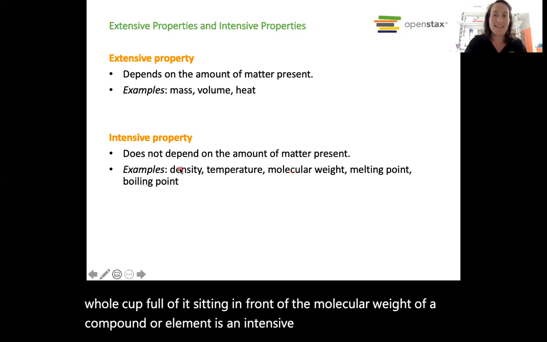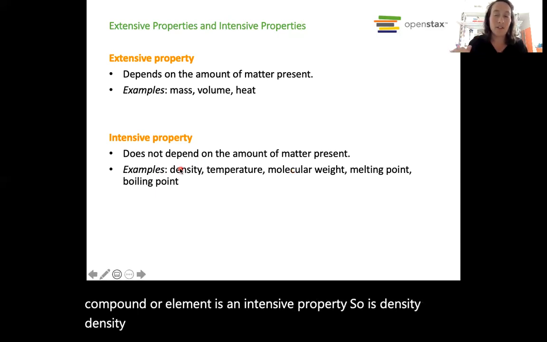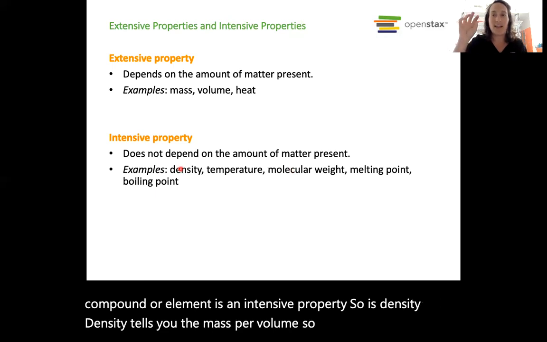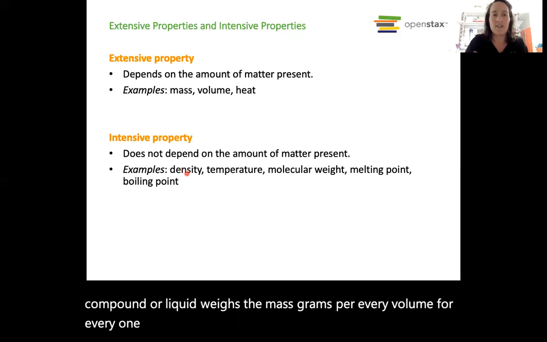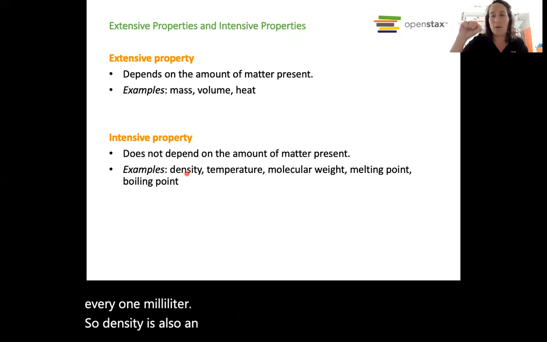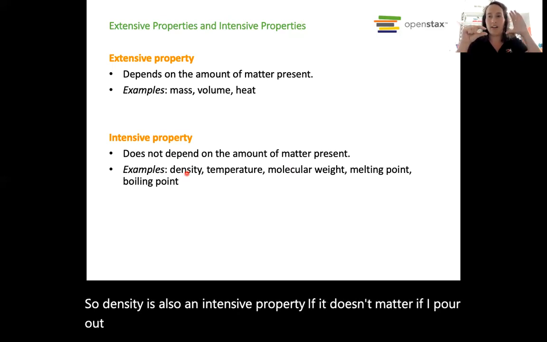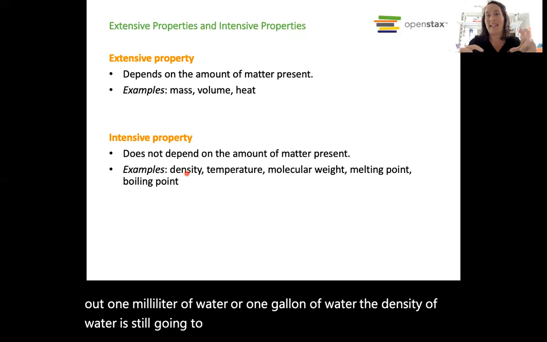So is density. Density tells you the mass per volume. So how much that compound or liquid weighs, the mass in grams for every 1 milliliter. So density is also an intensive property. It doesn't matter if I pour out 1 milliliter of water or 1 gallon of water, the density of water is still going to be 1 gram per milliliter, period.